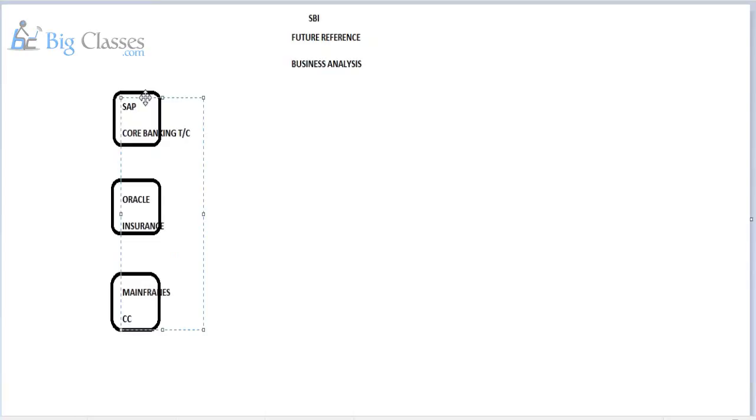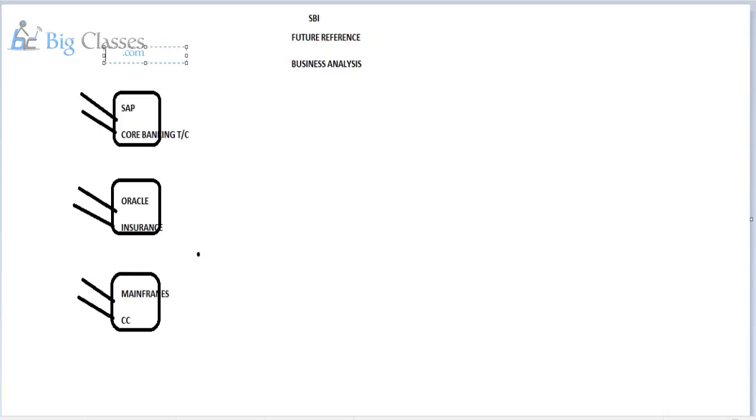Basically, each system is storing different transactions. All the core banking transactions, like whenever you are crediting or debiting an amount, are stored in SAP. All the insurance transactions, meaning whenever you take a policy or deposit an amount for your insurance policy, are stored in Oracle. And all the credit card transactions are stored in another system, which is present on mainframes. So these are all the different OLTP systems that you have, where the data is present.